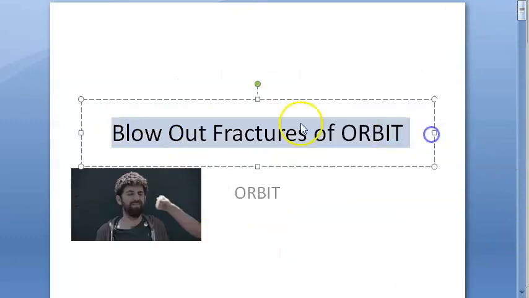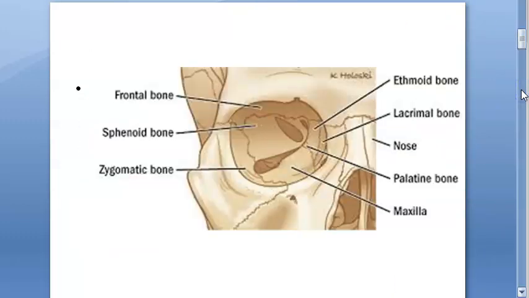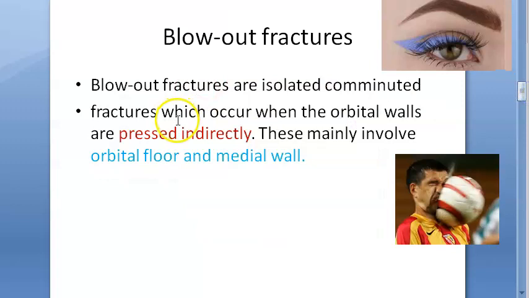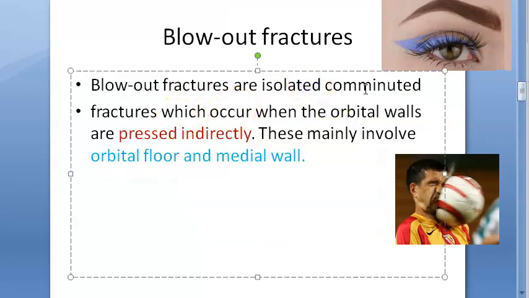Blowout fractures of the orbit. What is fractured here? The orbit is fractured. How? Because of a blowout. Okay, somebody punched this person. Now blowout fractures are isolated comminuted fractures. The orbital walls are pressed indirectly. Okay, that means the eyeball goes in, kind of a thing, and indirectly the pressure will create this fracture. Okay, what is affected most? You can say the orbital floor and medial wall.